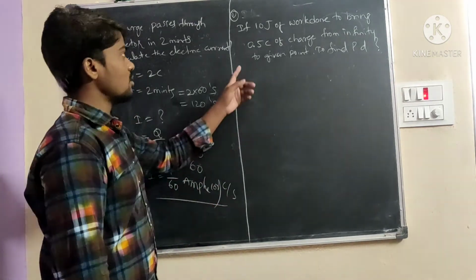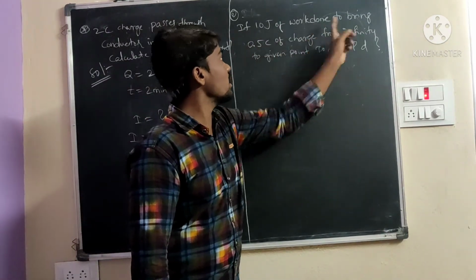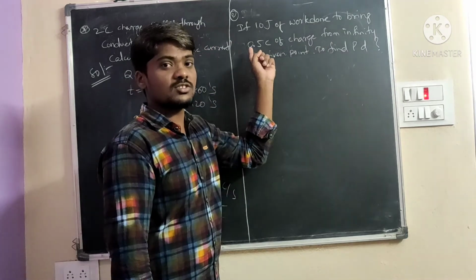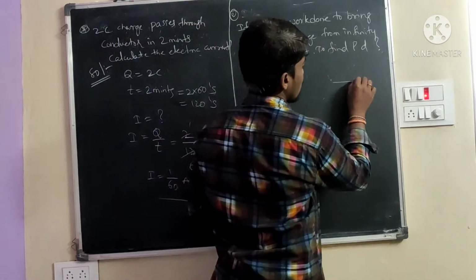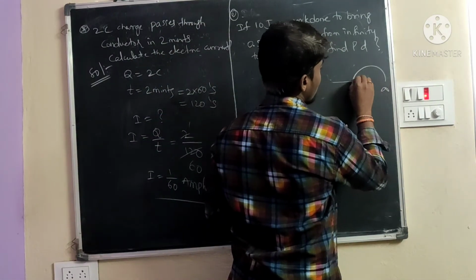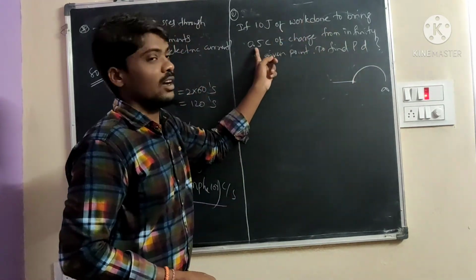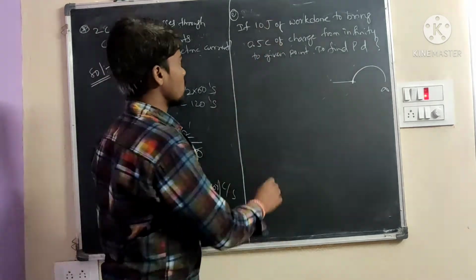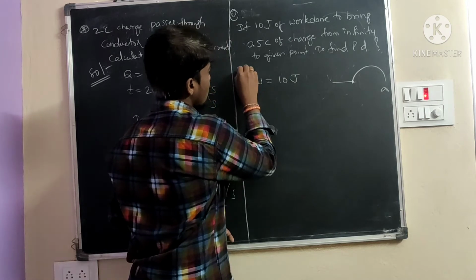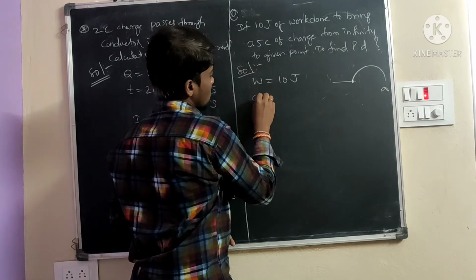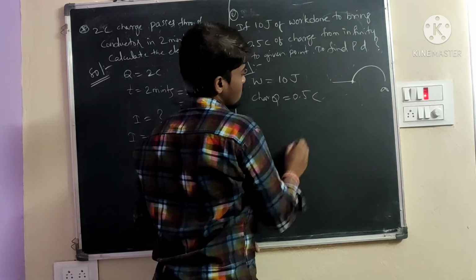See the second problem. If 10 joules of work is done to bring a charge of value 0.5 coulombs from infinity to a given point, we will find out the potential difference. Charge is given and also work done is given. Work done means W is equal to 10 joules, and charge means Q is equal to 0.5 coulombs. We find out the potential difference.